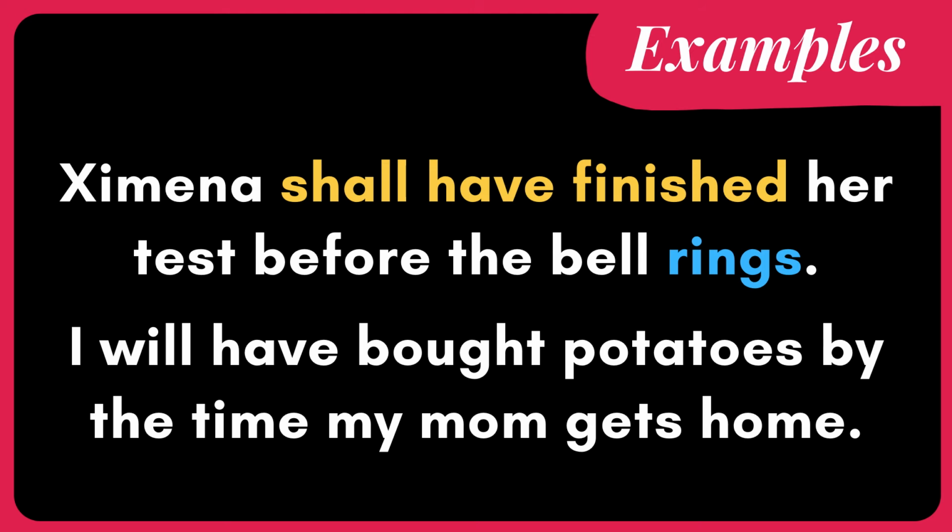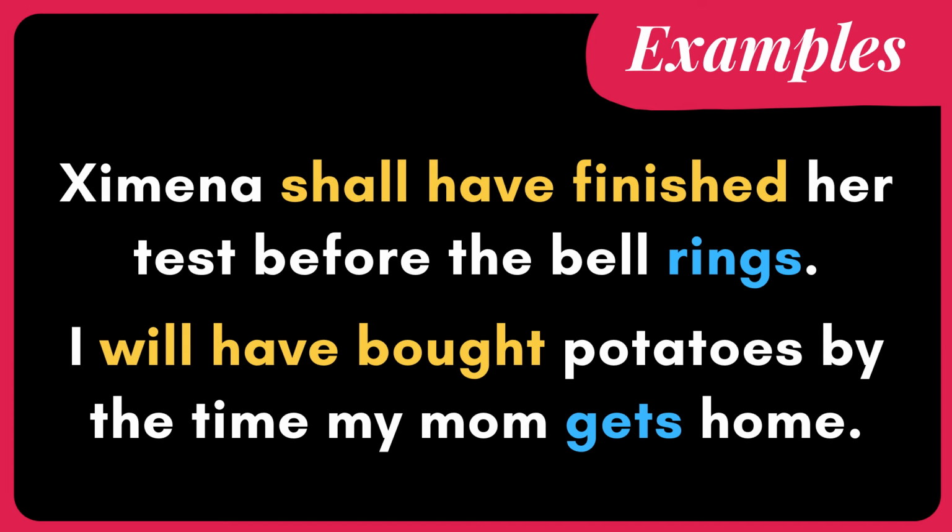In the second sentence, there are two verbs again, will have bought and gets. The first action that is expected to happen is bought, so will and have are partnered with it. It is in future perfect tense, while the other one, gets, which is the action that is expected to be completed next, is in simple present form.